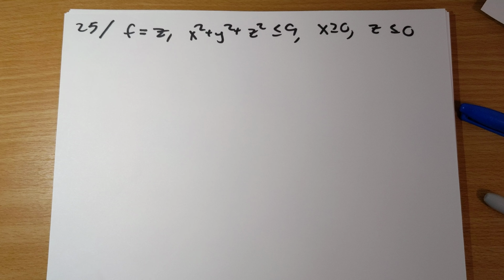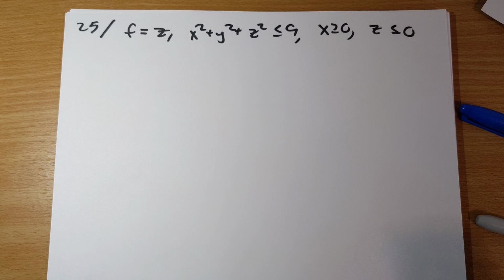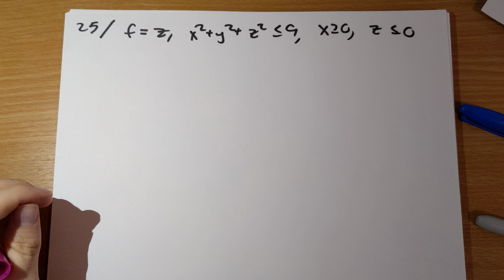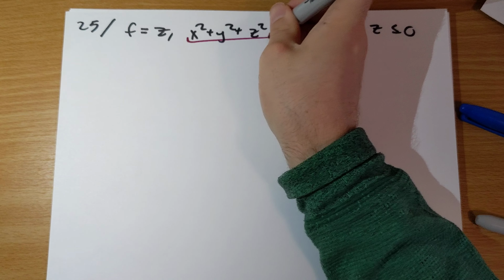Problem number 25. Integrate f of x, y, z is equal to z over the region with x squared plus y squared plus z squared is less than or equal to 9, x is greater than or equal to 0, z is less than or equal to 0. We want to do this in spherical coordinates. That will be the easiest way to do that.